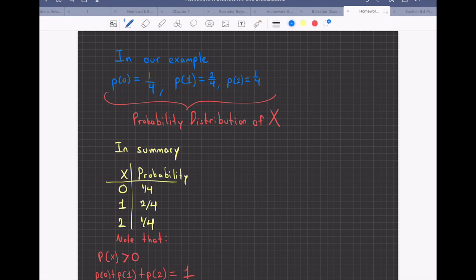Next. Now, once we have the random variable, let's say that we can compute probabilities. Once we have the probability distribution for x summarized in this table, now we can compute probabilities. For example, let's say that I ask you, what is the probability that we observe more than one head?